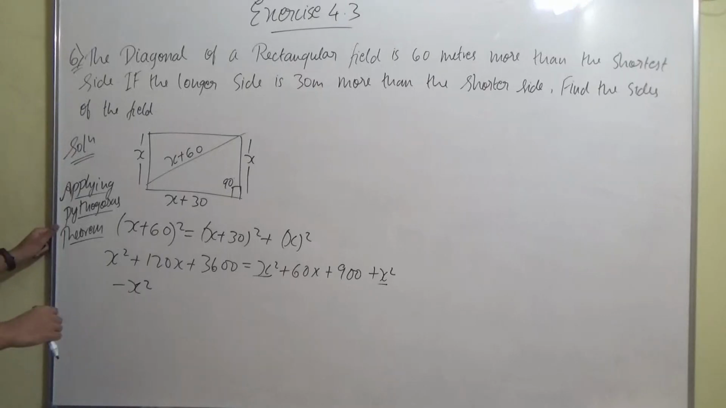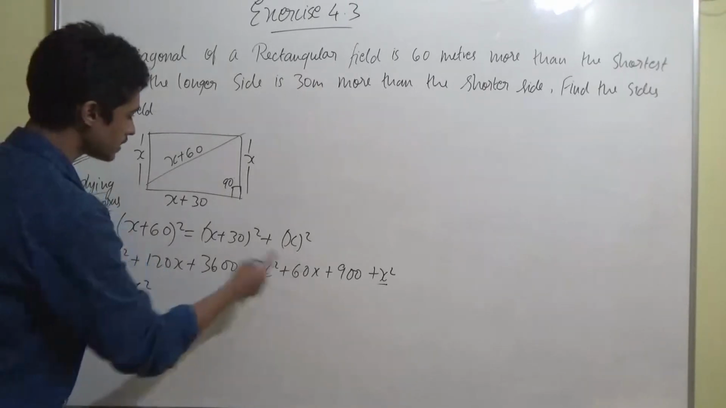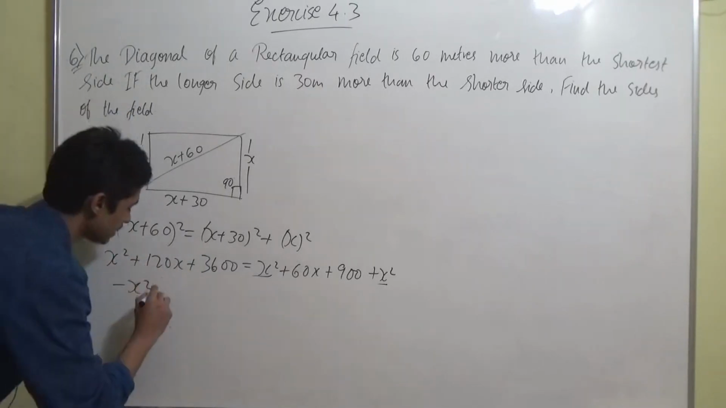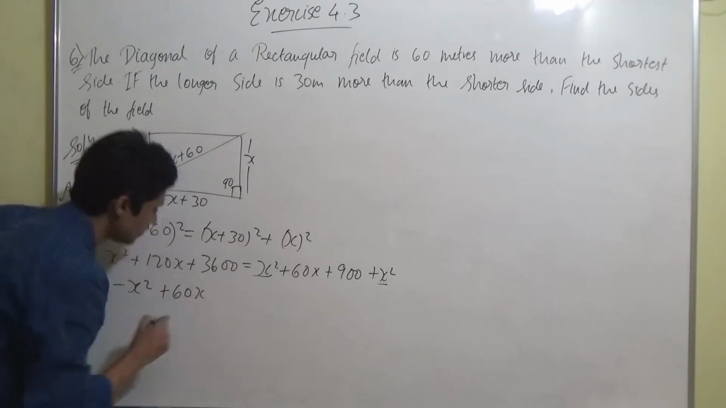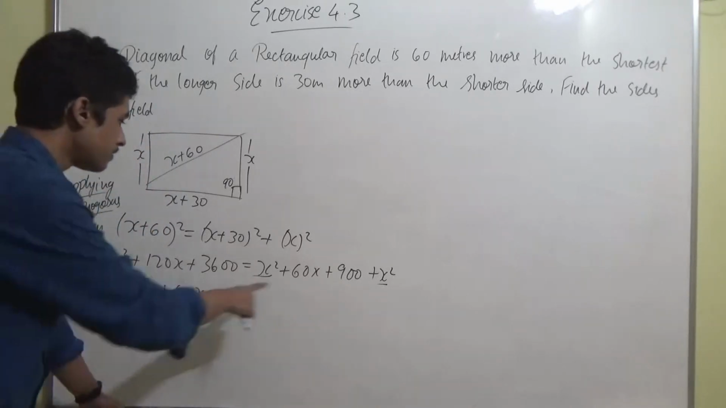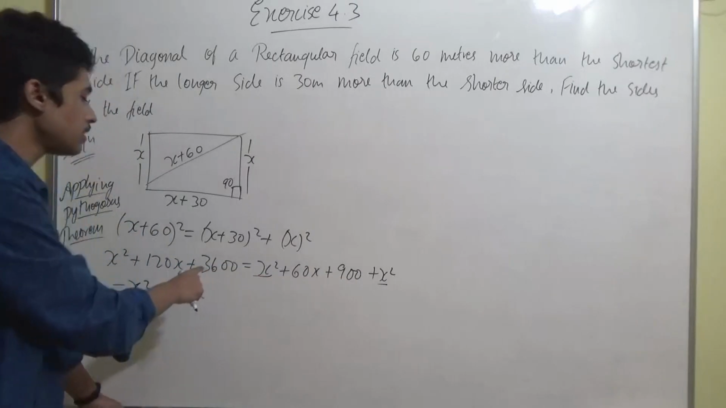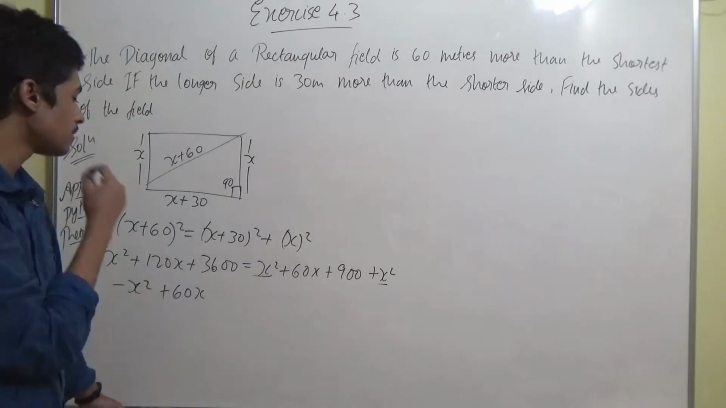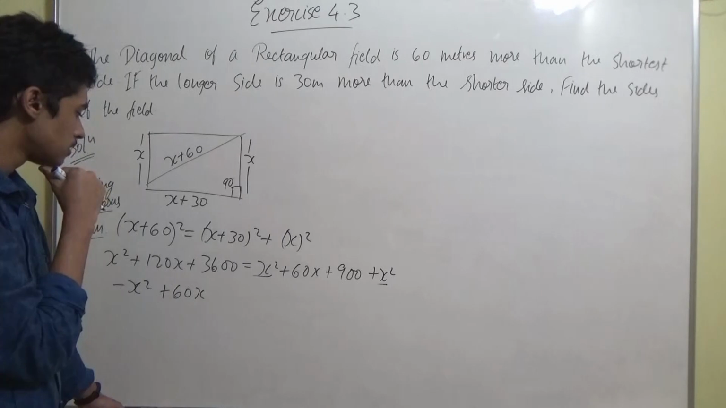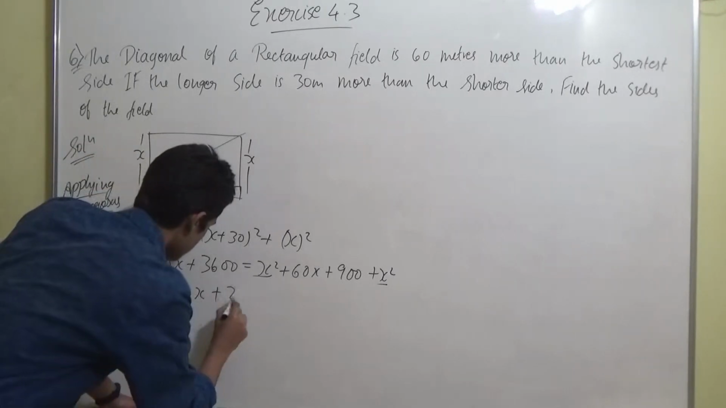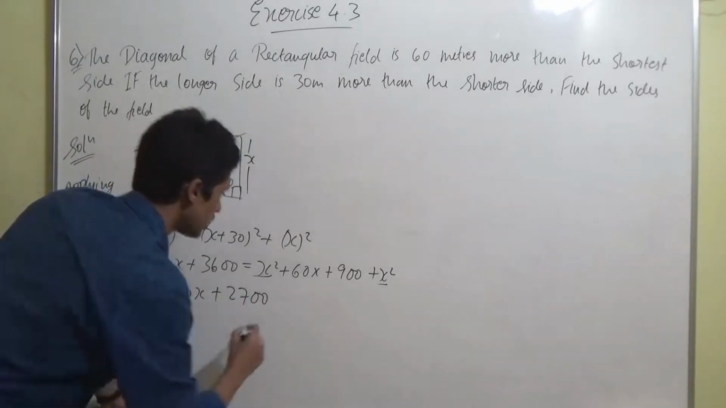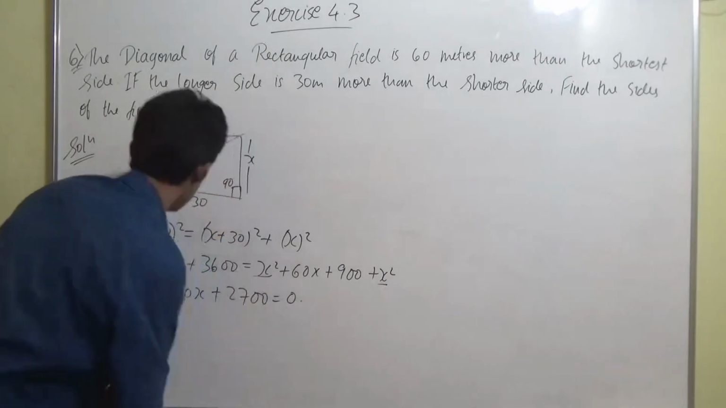Getting it, guys? So here it is 120x. When 60x comes here, it will become 120x minus 60x, so the remaining will be only 60x. Now if you see, when 900 comes here, it will become 3600 minus 900. It will become equal to 2700, equal to 0. This will be your equation.